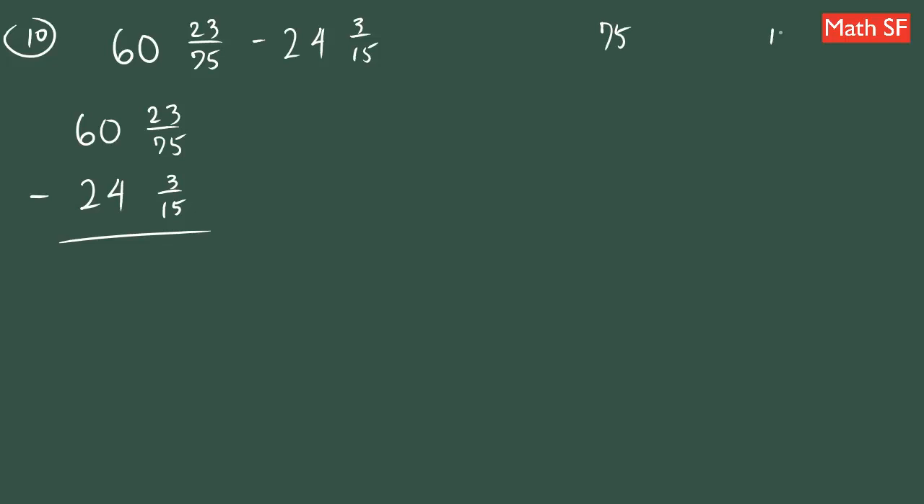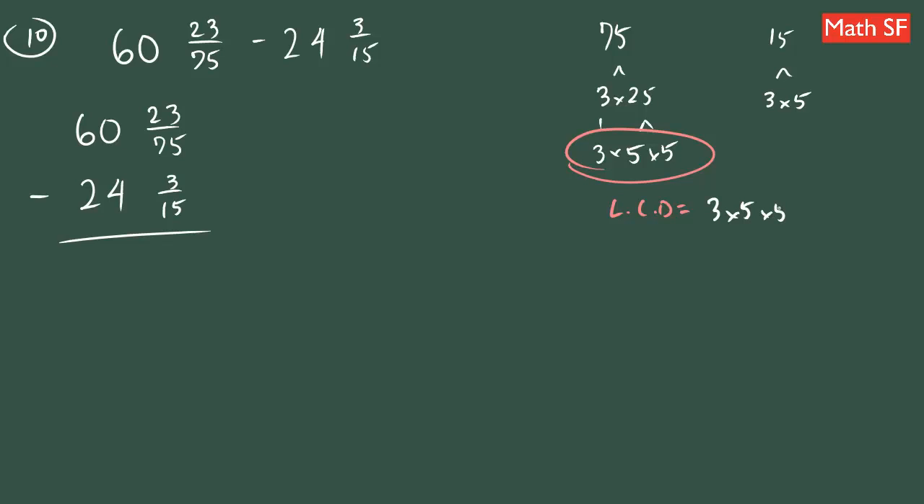75 and 15. 75 is a 3 times 25, and this 25 itself is a 5 times 5. This 15 is a 3 times 5. Now let's find the LCM. LCM or LCD is the same thing. So pick one list. So this should become 3 times 5 times 5. And now I have to make sure that this list here is already included here. Are they? Well, I have a 3 times 5 there, then yes, it is already included. Therefore my LCD should be just 75.